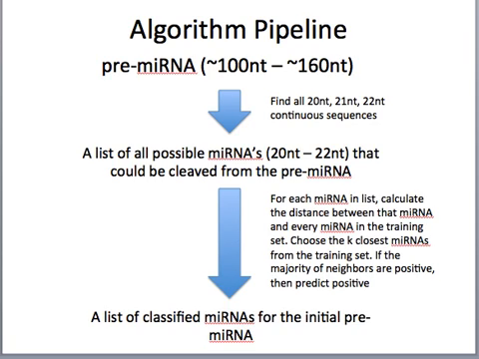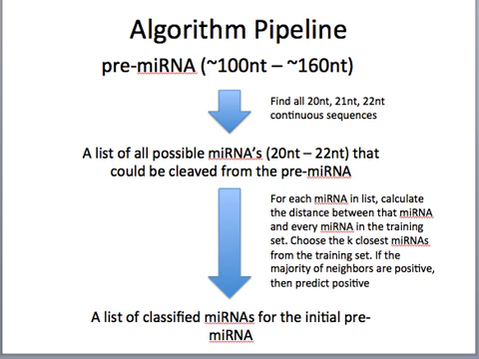So it takes this possible microRNA, compares it to everything in the training set, and then it takes the k closest microRNAs from the training set, and if the majority of those are positive, then we predict that this possible microRNA is positive. We say, yes, it's probably going to be a microRNA. If the majority are negative, we say the opposite. We say, no, it's not going to be a microRNA.